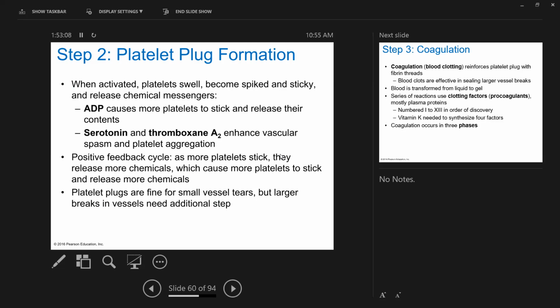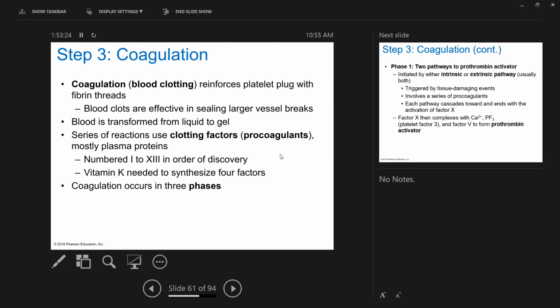And this is great. If the cut is small, if the injury is small, that may be all we need. A platelet plug will stop the bleeding, and then we can repair it. But if that isn't enough, the third step is coagulation, blood clotting itself. Blood clotting will form over top of the platelet plug. It will reinforce the platelet plug by forming strands of protein called fibrin.